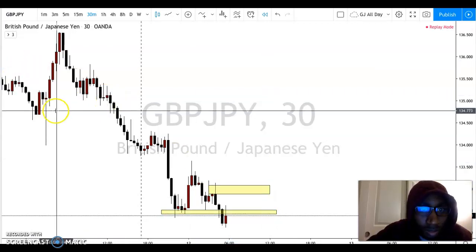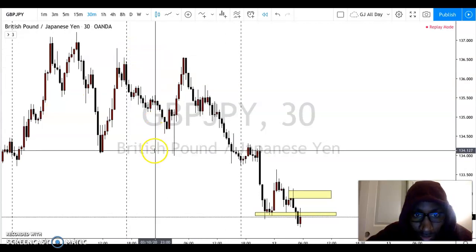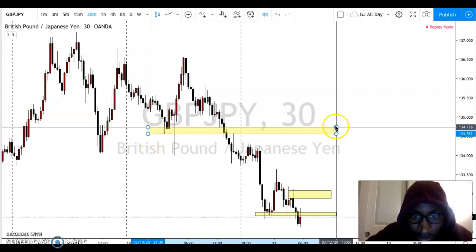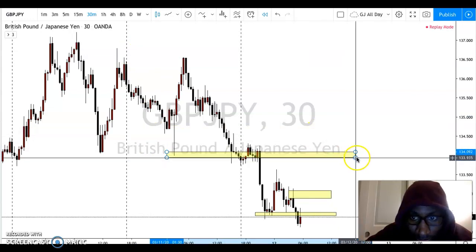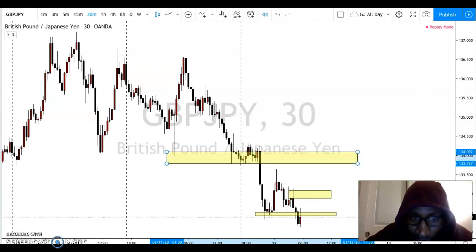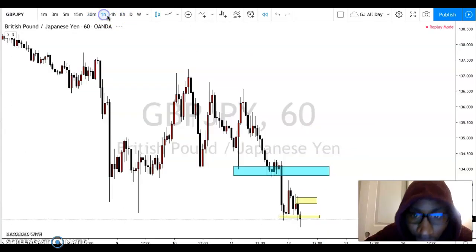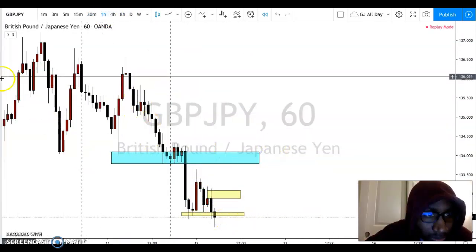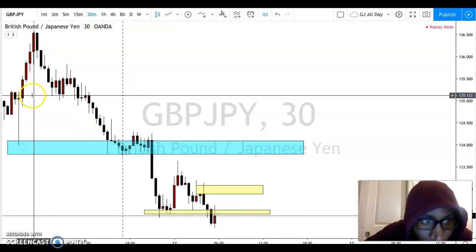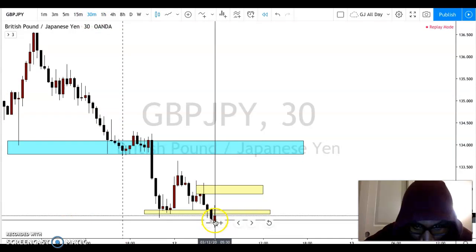Okay. Yesterday's high, yesterday's low is right here. Yesterday's low is like right here. Okay. Now, since we're in bearish momentum, let's see what happens. It's 5:30.